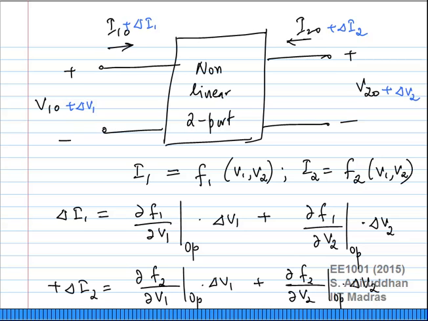What are these guys here? What is that? Yeah, you said the right answer. These are the incremental y parameters of the two-port network, nonlinear two-port. These 4 parameters here are the incremental y parameters of the two-port network. So I'll just write that here.